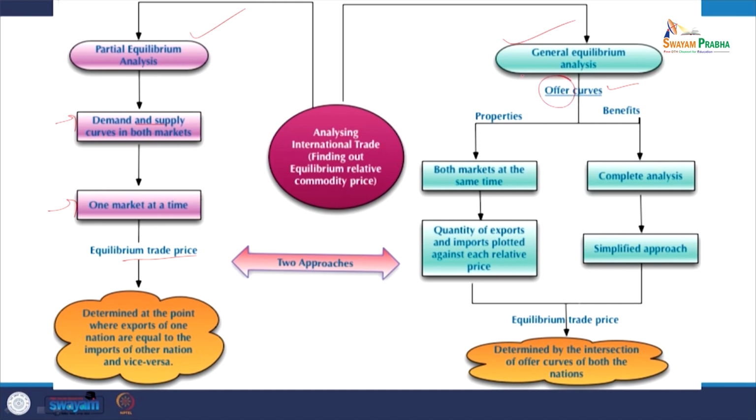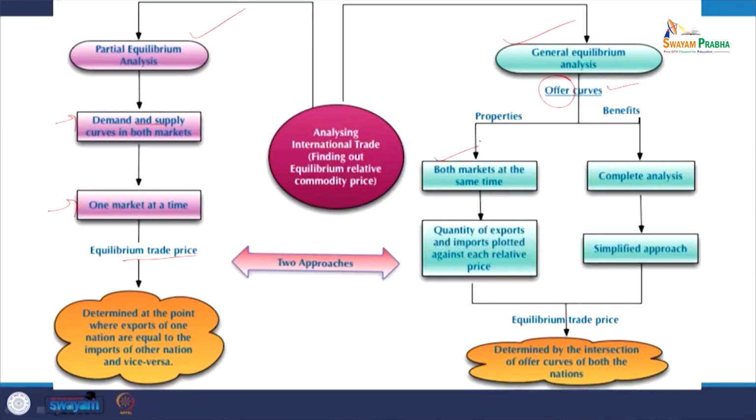We already explained the overview of offer curves and general equilibrium analysis in the previous lecture, but it is still required to clarify the step by step understanding of offer curves. We have the content for this lecture. The next lecture will have applications of it, with examples. What is important is that both markets are considered at the same time in the general equilibrium setup, and it is a complete analysis and also a simplified approach to determining the equilibrium trade prices, which are going to be accepted by all the participating countries.